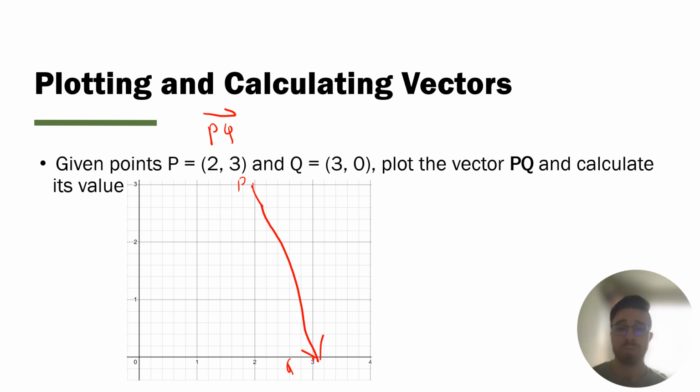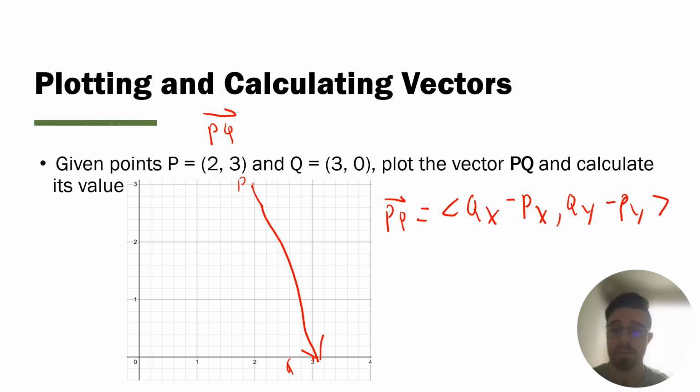But how do we calculate PQ? Well, in order to do that, we simply take the coordinates of Q and subtract the coordinates of P, because we are ending at Q, we're starting at P. So it will be the x-coordinate of Q minus the x-coordinate of P. That would be the x component. Then we would take the y-coordinate of Q and subtract the y-coordinate of P.